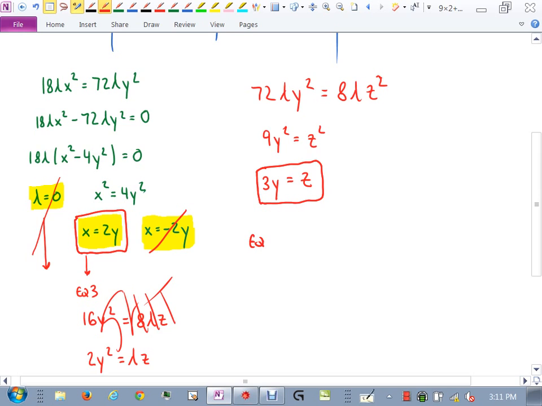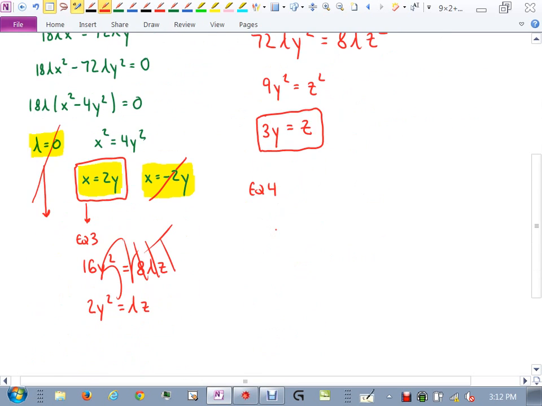Equation 4 is, I can replace x with 2y, so (2y) squared, plus 36y squared, plus 4z squared, but z is 3y, squared equals 36. And I think we're there, aren't we? I mean, this is going to do it. This should get us a y. Once we know what y is, we know what z is, and we'll also know what x is.